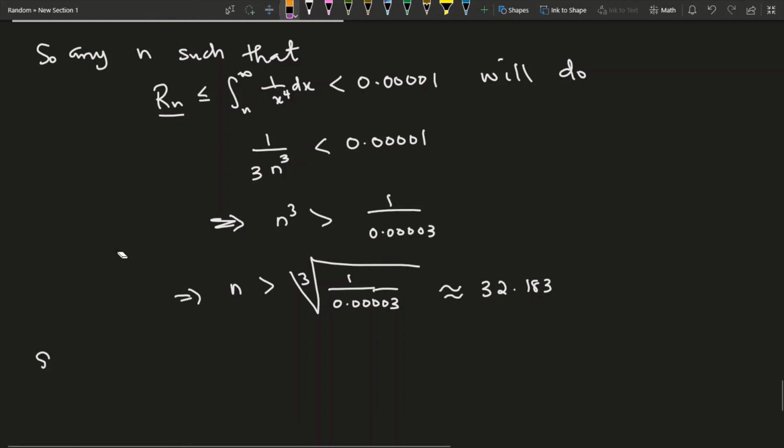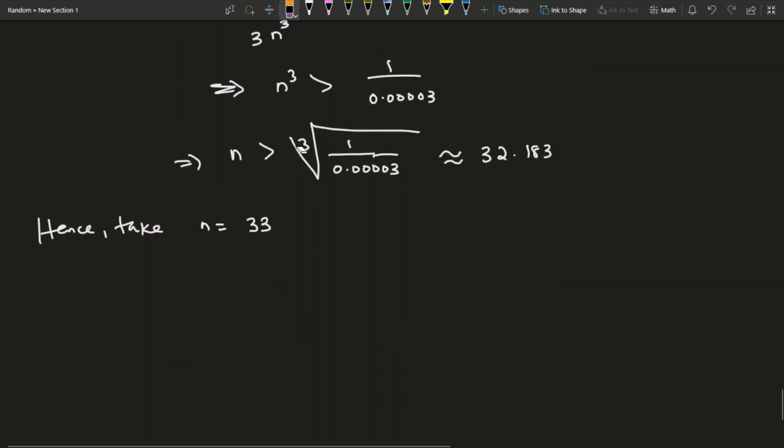So since n must be a positive integer, any n bigger than this will work, right? Hence, take n to be equal to 33. This is a very good starting point. Take n to be equal to 33, and that answers the problem.